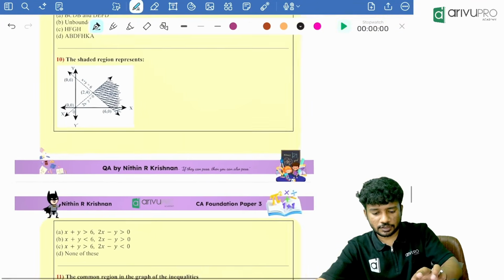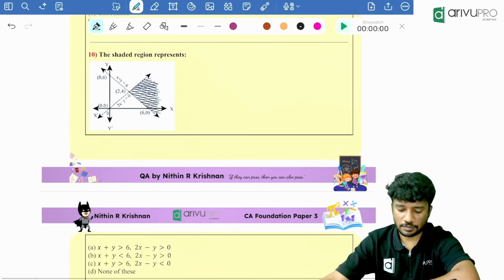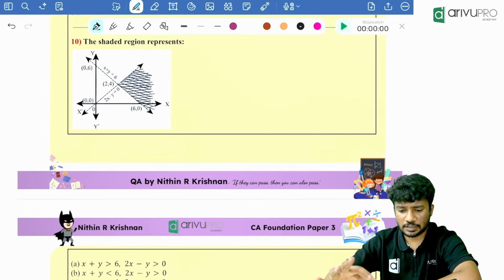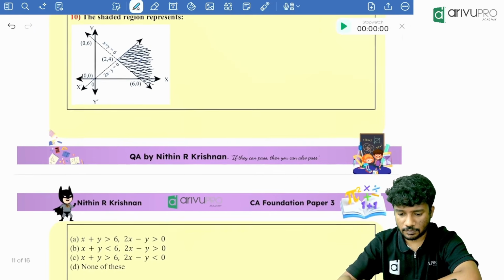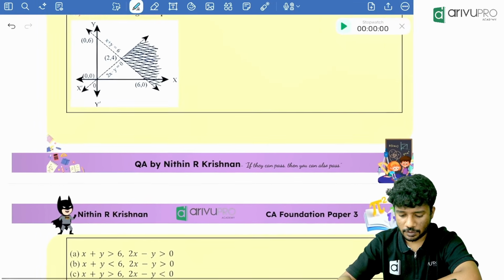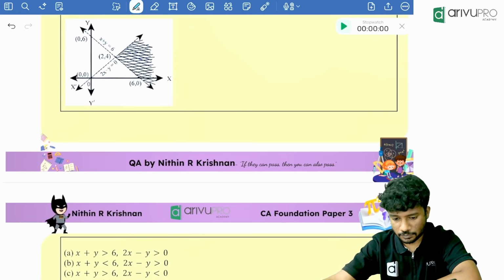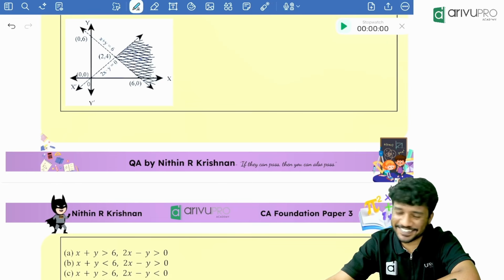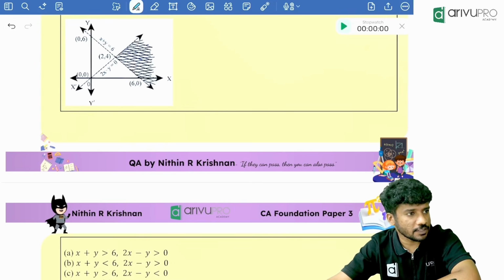In the question, tell me which is the answer. Is it visible for everyone? 1 second. Which option? What happened? Is it visible? Okay, fine. Everyone, try. Tell me which option is the answer. A, B, or C, or D.